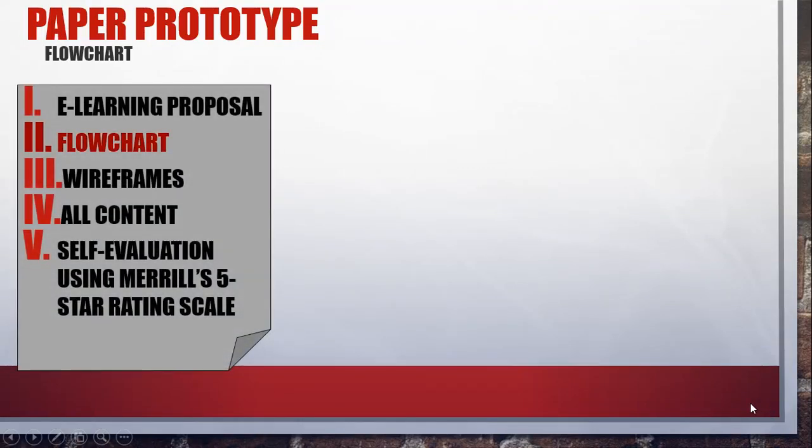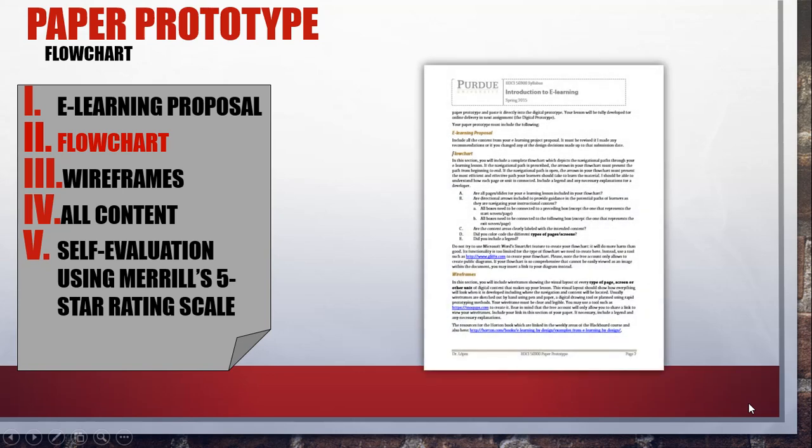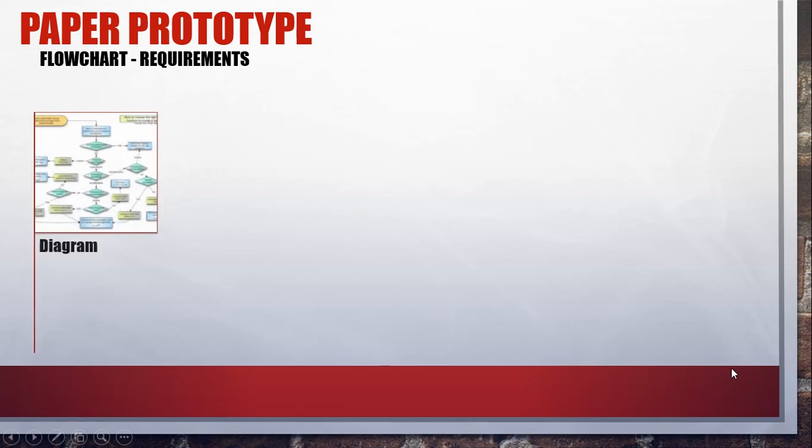The next piece of your paper prototype is going to be the flowchart. If you go to the assignment requirements document on page 2, you will find all the information you need to complete this section of the project. So what are the requirements?